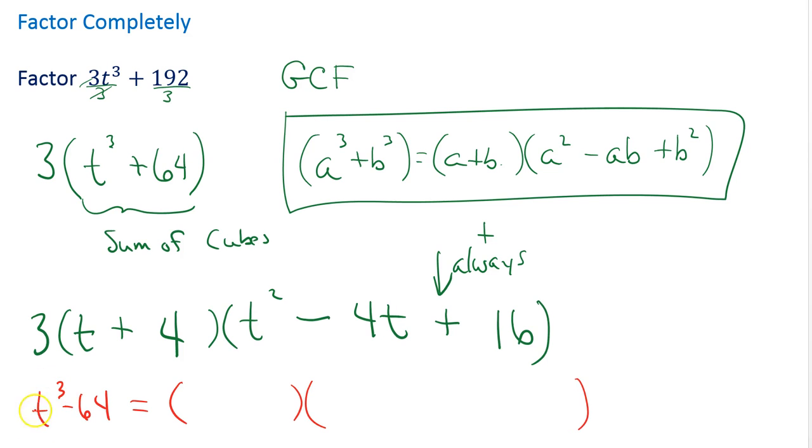The cubed root of t to the third is t. The cubed root of 64 is 4. If there's a minus here, there's a minus here. Then remember, you square the first one, so it's t squared. You square the last one, so that's 16. Then you multiply those together, which goes in the middle. But since this is subtraction, you change the sign here. That's addition, but the last term is always plus. So notice the difference. The red, again, is just a completely separate problem.